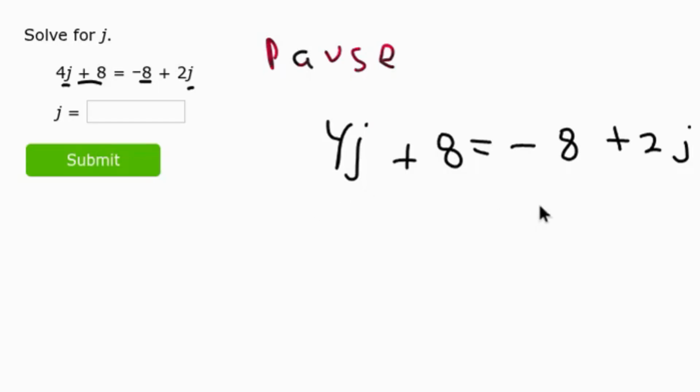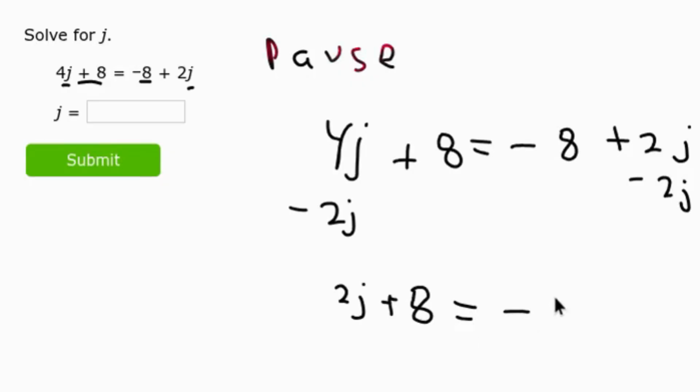Okay, so first we have to balance out the equation. We're going to do it by subtracting 2j on one side and subtracting it on the other side too. We need to isolate the variable j, so we're going to remove the variable j from the right side. And because we subtract 2j there, we have to subtract 2j on the left side too. So now we're going to have 2j plus 8 equals minus 8.